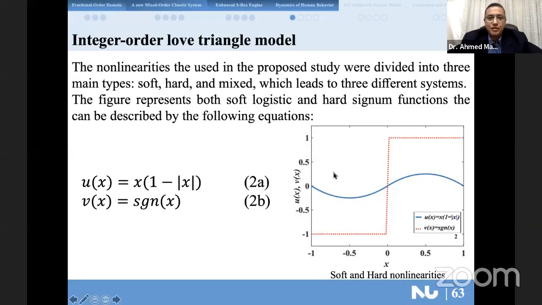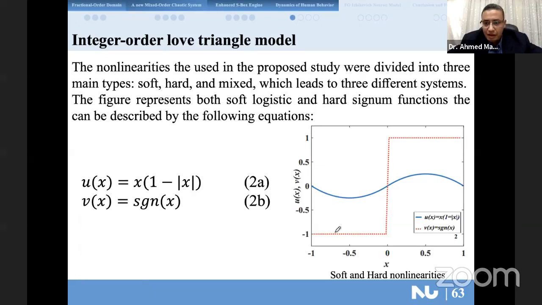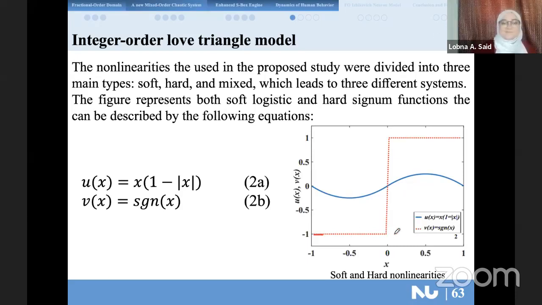Okay. To get the difference between soft and hard nonlinearity, please look at this graph on the right. I don't know if you see it or not. Okay, you see it. Okay. Here is the difference between them.